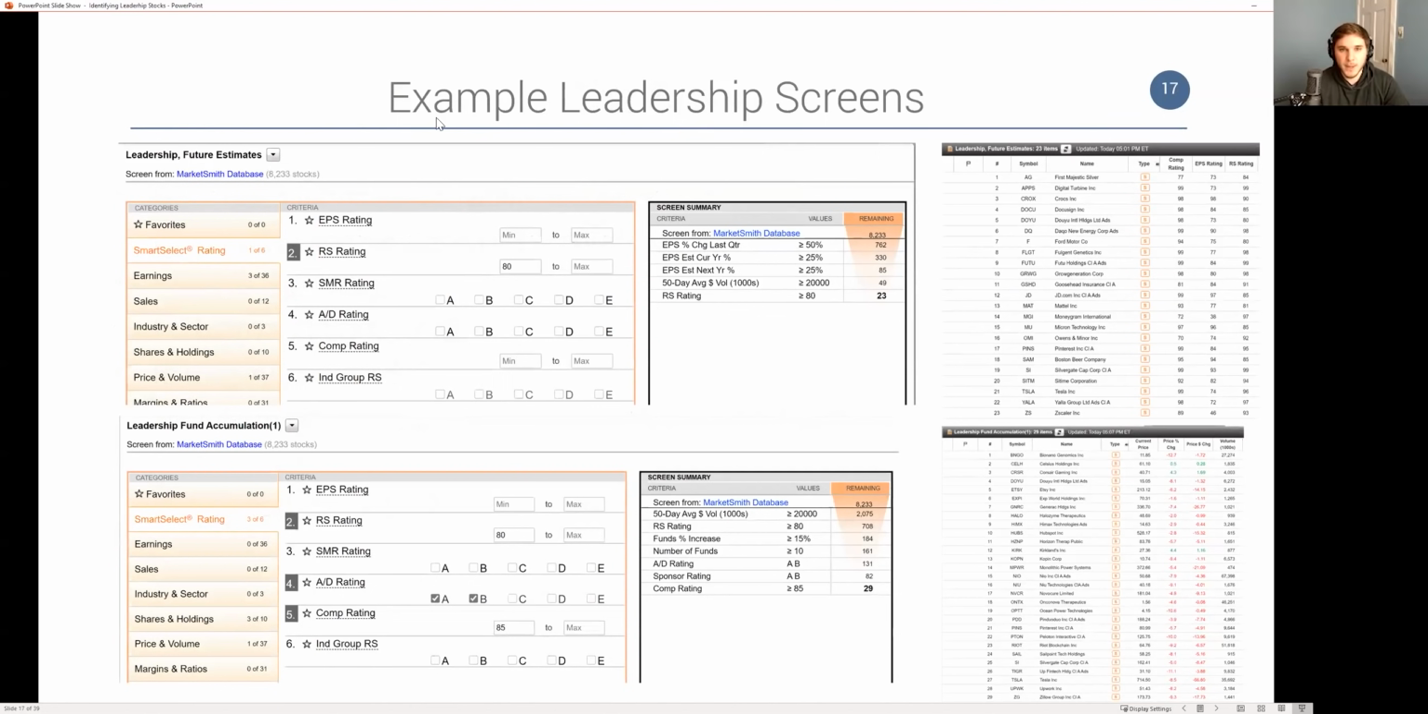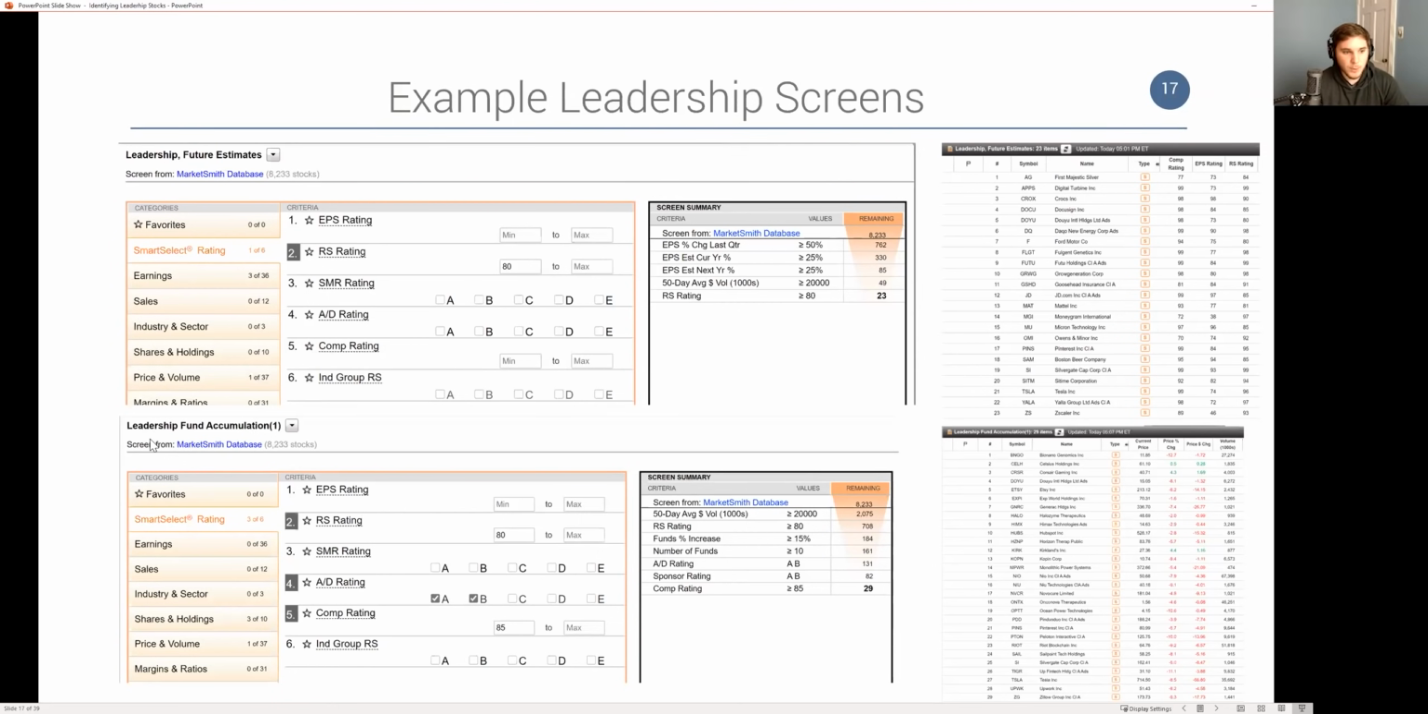So here are some example leadership screens that I've built up quickly in MarketSmith. The first one is for future estimates. I want the earnings percent change last quarter to be greater than 50%. Earnings estimates for the current year to be greater than 25, next year greater than 25, average daily dollar volume greater than 20 million, and RS rating overall to be over 80. And you can see the results over here. Some pretty good, strong names here. Futu is strong, Apps, DocuSign, a bunch of good names here.